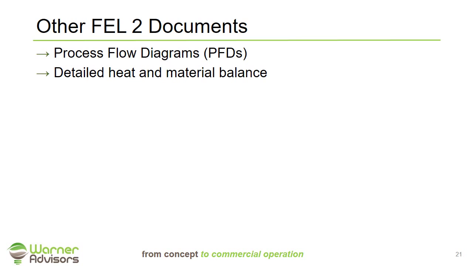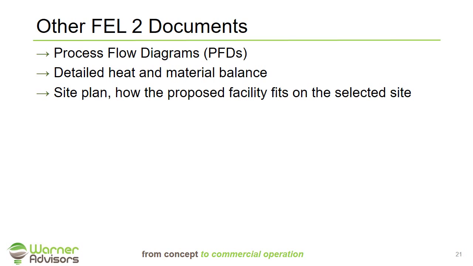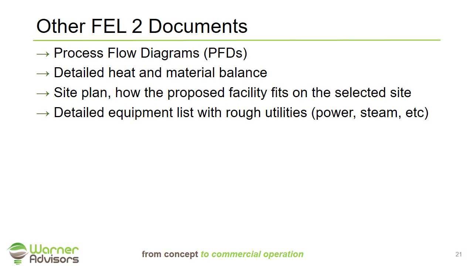So the other documents that will be generated through the FEL2 process will be process flow diagrams, the detailed heat and material balance that I reviewed earlier, a site plan showing in detail how your proposed facility is going to sit on the proposed site, and a detailed equipment list that has at least rough utilities. It's very important to understand how much power, steam, and other utilities all your equipment is going to need to be able to generate an accurate capital cost estimate. You're going to have a project execution schedule discussing how you're going to buy the equipment, install it, and start it up, and what that looks like in a detailed schedule.